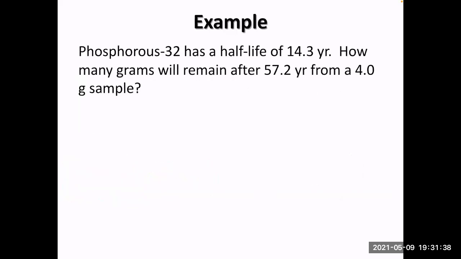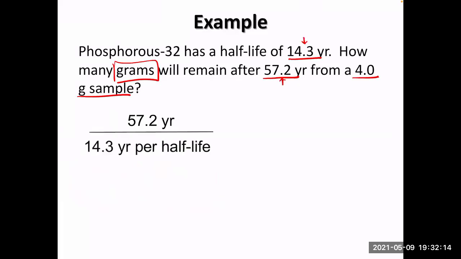All right, phosphorus-32 has a half-life of 14.3 years. So that's important information. How many grams will remain after 57.2 years from a 4-gram sample? Okay, so there's a couple of ways we can do this. We can use our little chart and figure out what we would start with. We can also figure out the number of half-lives because they've given us a total time and a half-life time. So if we divide those two, it will tell us the number of half-lives that we go through. So in this case, we go through 4 half-lives.